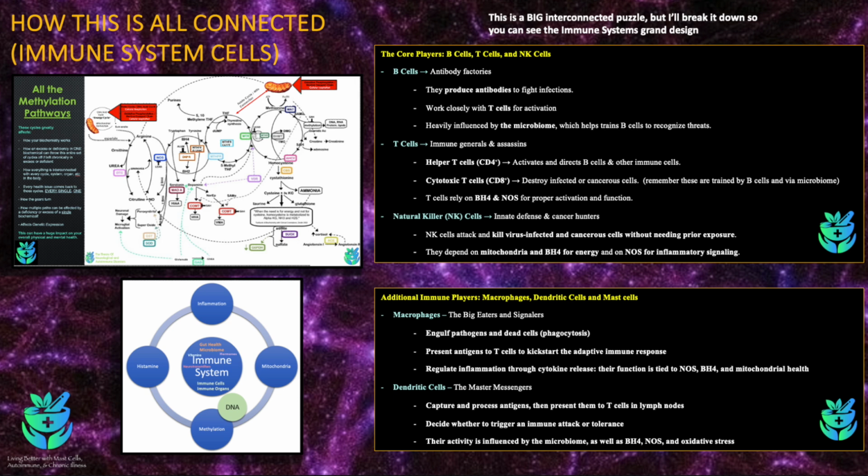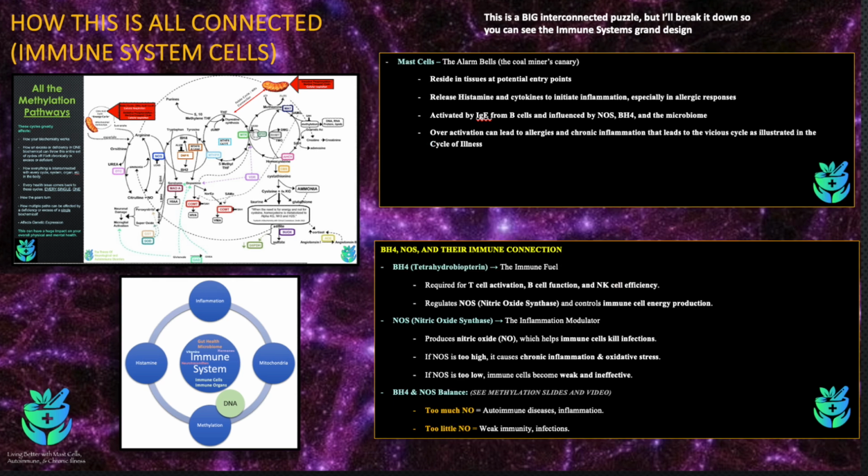Dendritic cells are the master messengers. They capture and process antigens, then present them to T cells in the lymph nodes. They decide whether to trigger an immune attack or tolerance. Their activity is influenced by the microbiome as well as BH4, NOS, and oxidative stress.